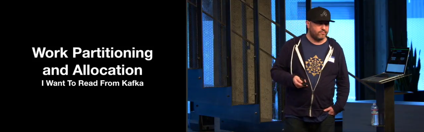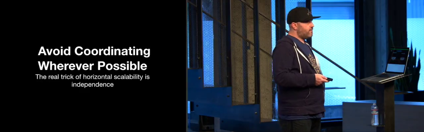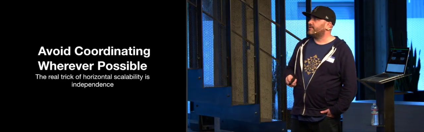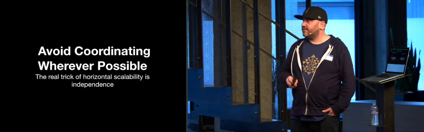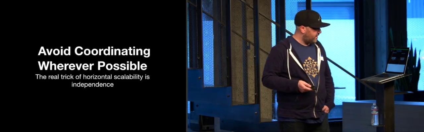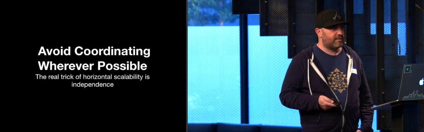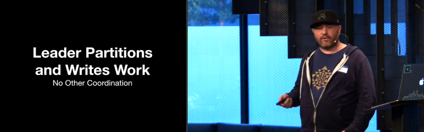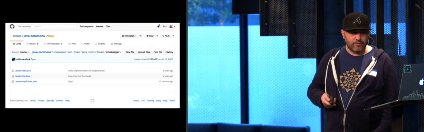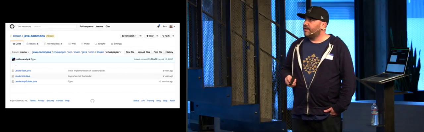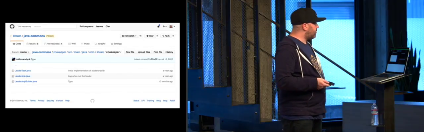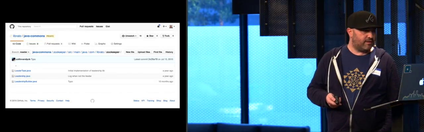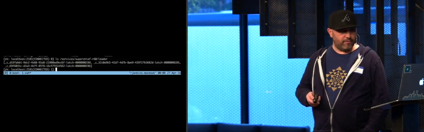The work I want to do begins with reading from Kafka. I'm taking this from Jeff Hodges, but I'm sure other people have said it as well: the real trick to horizontal scalability is independence. So we want to avoid any coordination between these nodes if possible. We settled on a leader partitioning and writing out the work allocation and pretty much nothing else. To do that, we use Curator again, and it's pretty small. It's part of our Commons library, which is not available, but there's no reason we can't publish it, and we probably will.